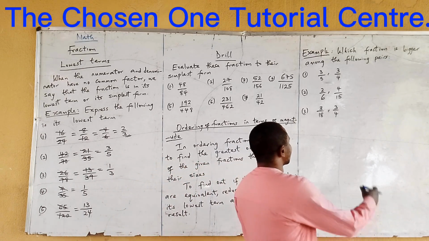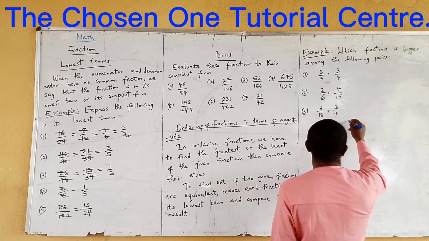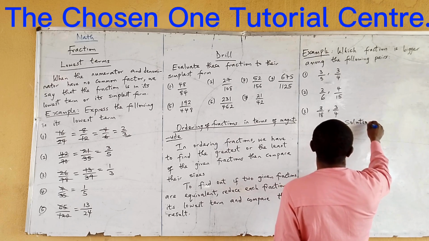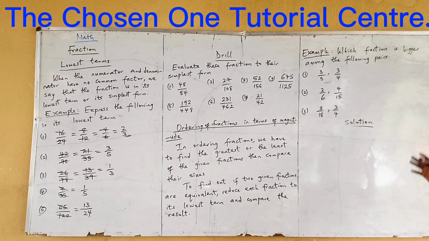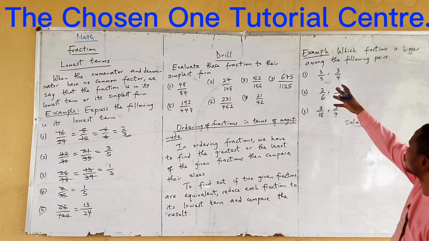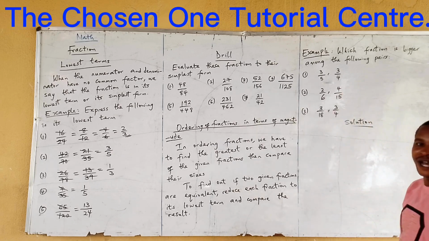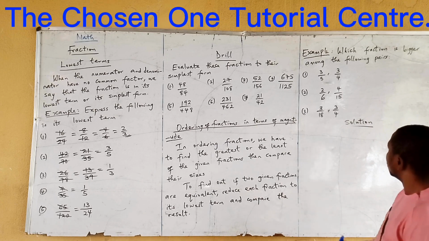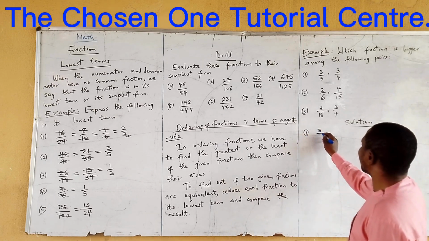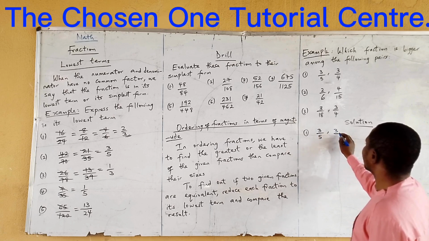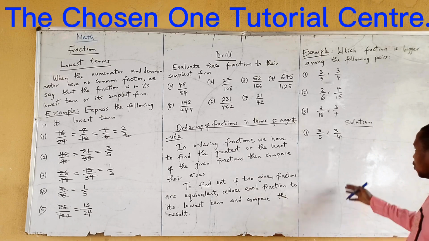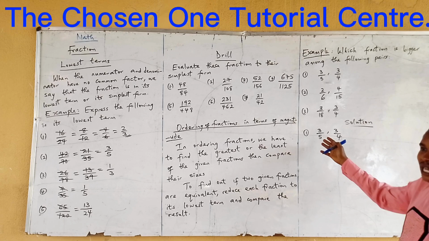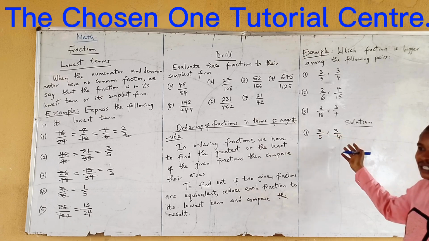So let's solve these examples here. Solution. Which fraction is bigger among the following pairs? We want to compare these two fractions and we want to find the bigger one. Number 1, we have 3 over 5 and 3 over 4. There are two ways of doing this. We can look for the LCM of each, then multiply in order to have the LCM, or probably express them in a decimal form.